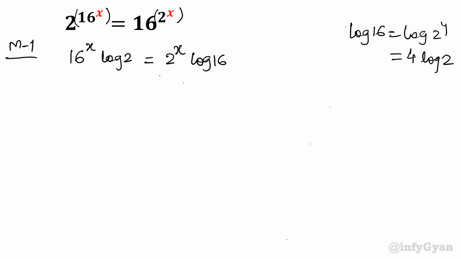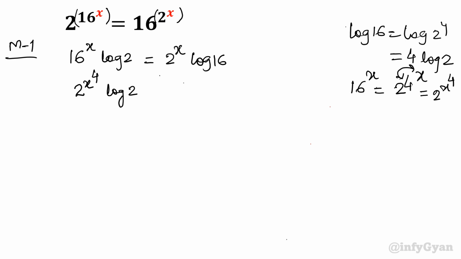Now 16 power x can be written as 2 power 4 power x because 16 is 2 power 4. Swap the exponents. So I can write 2 power x power 4. So it will be 2 power x power 4 log 2, and I am taking 2 power x log 16 on the left side. So equation will be 2 power x into 4 log 2 equal to 0.